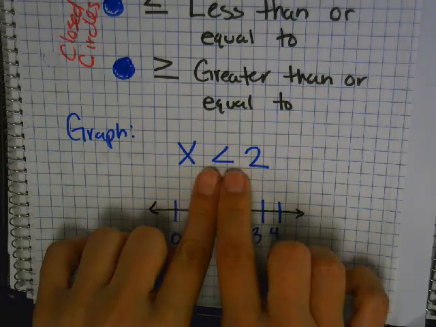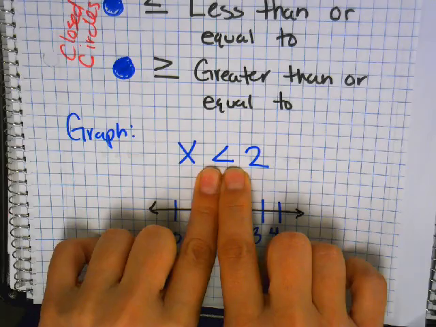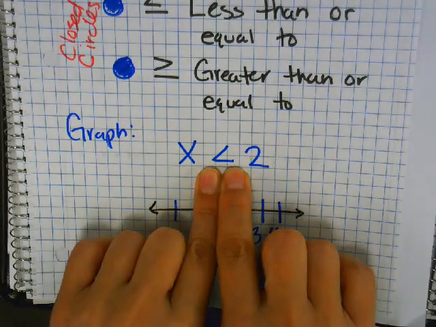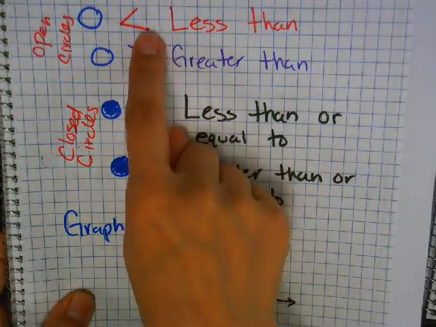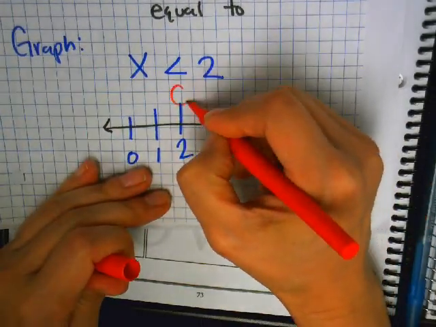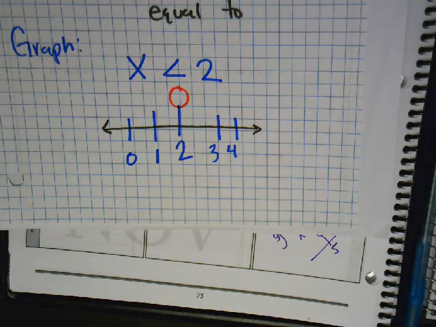Look at your inequality. It's a less than. Is that going to be an open circle or a closed circle? Open. If you don't know, you look up here and you find this. Right there. Oh, it's open. So I'm going to put an open circle on this number. Why is it open? Because it says less than. Okay, so that's your first step in graphing.